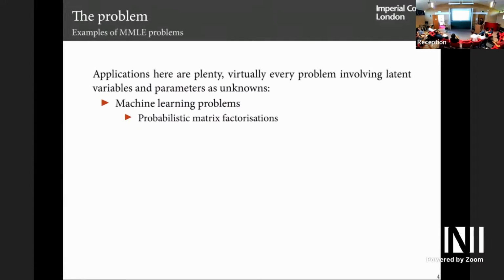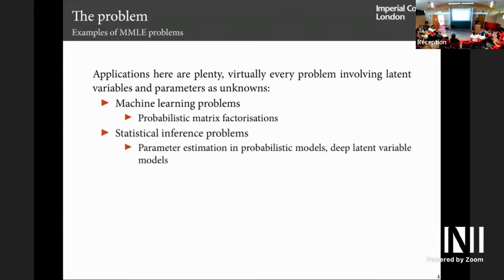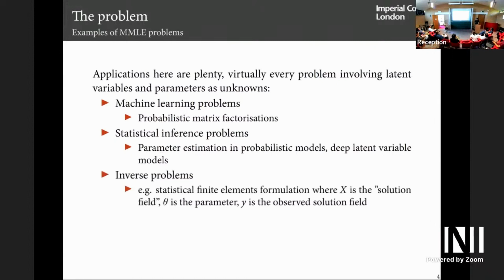I'm just going to have a slide of what the applications could be. Machine learning problems, like unsupervised learning, because there you can always see the latent variable as the features and theta as the parameters, for example the embedding parameters. Probabilistic matrix factorization is an example. Statistical inference problems overlap with this, of course, as does parameter estimation in probabilistic models, or deep latent variable models as they're called nowadays. Then inverse problems, depending on what setting you formulate.